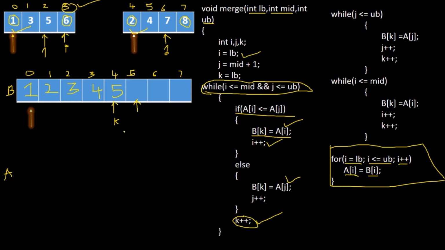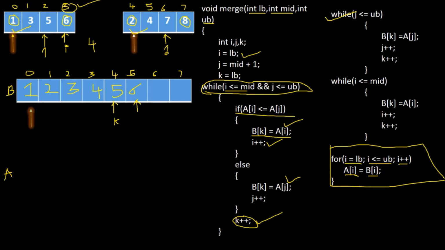So what will happen next time? Next time this 7 and 6 will be compared, and 6 will be copied here. Now this while becomes false. Why does this while become false? Because i is incremented by 1 after this copy, so i becomes 4. When i becomes 4, this condition i less than mid becomes false, this while loop will terminate, and it will come to this line.